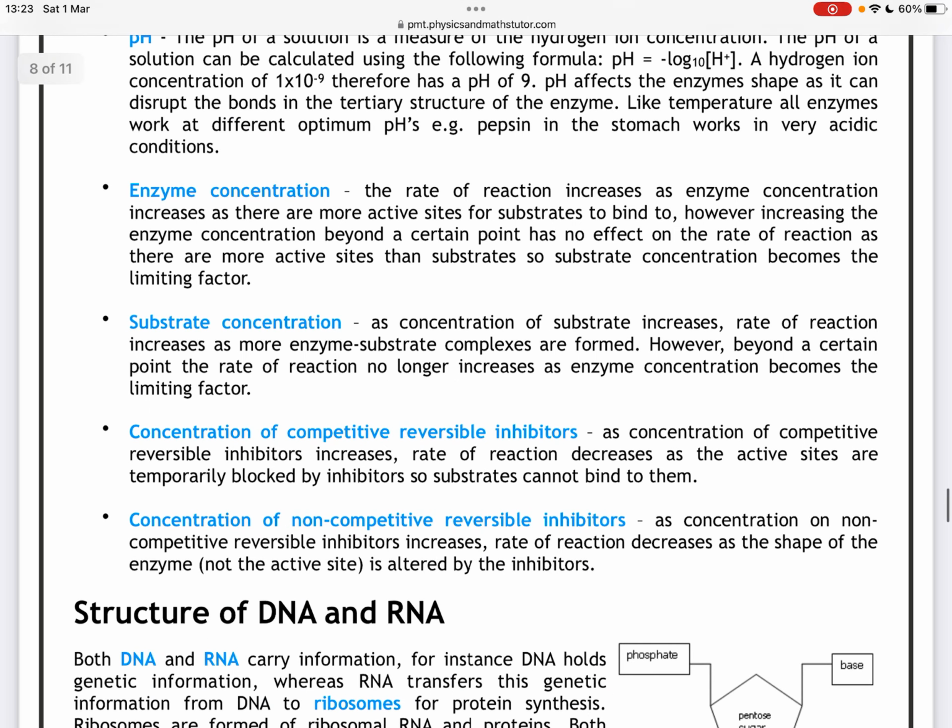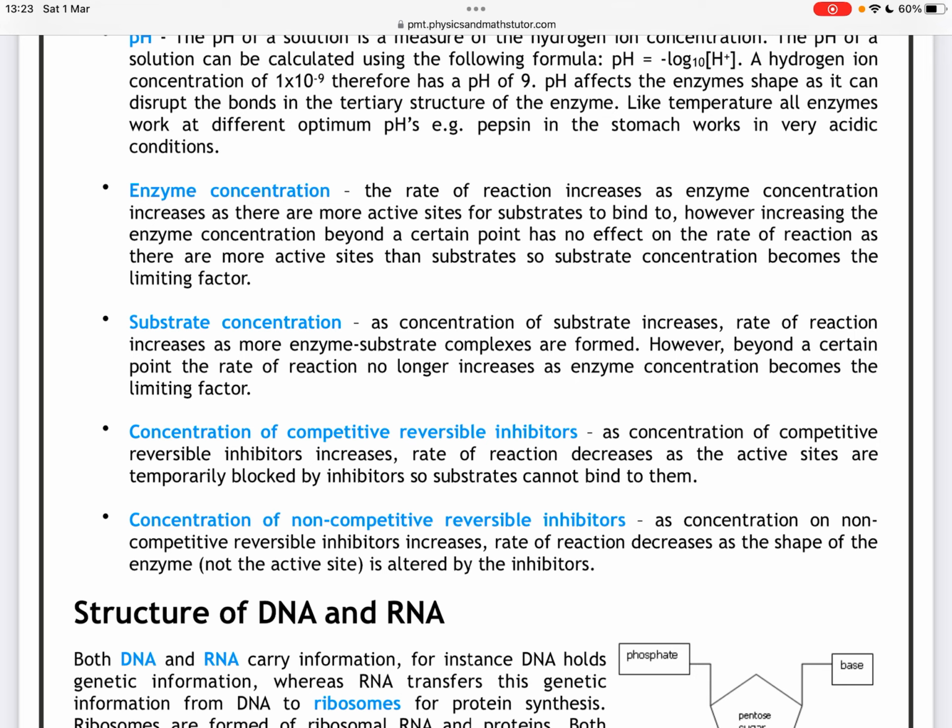Enzyme concentration: the rate of reaction increases as enzyme concentration increases, as there are more active sites for substrate to bind to. However, increasing the enzyme concentration beyond a certain point has no effect on the rate of reaction, as there are more active sites than substrates, so substrate concentration becomes the limiting factor. Going to the part after, which is the substrate concentration.